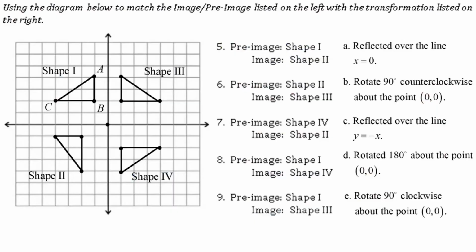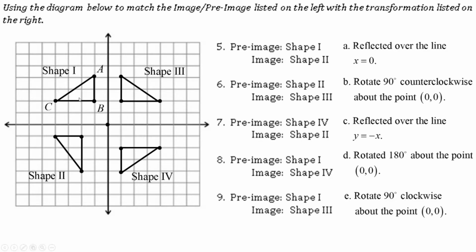Okay, let's talk about some transformations now. Oh, this is cool. Using the diagram below to match the image/pre-image listed on the left with the transformation listed on the right. So they're going to give you image and pre-image and then transformations, and you decide which one works. So for number 5, the pre-image is shape 1 right there, and the image is shape 2, which is down here.